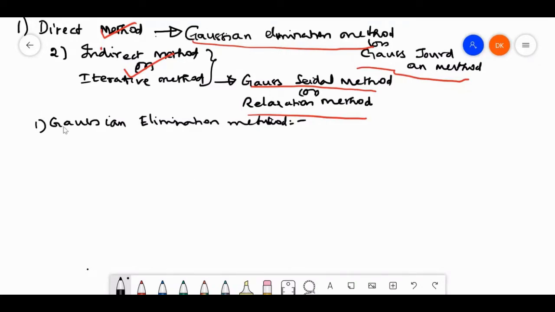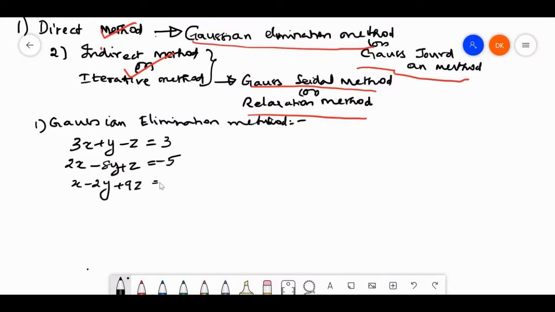So you take these simultaneous equations. 3x plus y minus z is equal to 3. This is the first equation. I am taking three equations here. Then 2x minus 8y plus z is equal to minus 5. The third equation is x minus 2y plus 9z, that is equal to 8. So these are the three equations I am going to solve using the Gaussian elimination method.